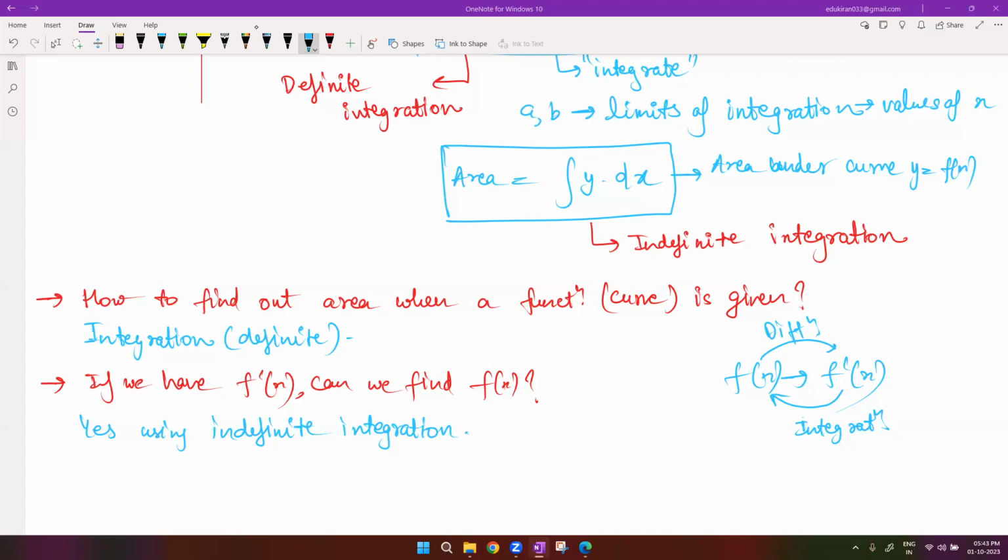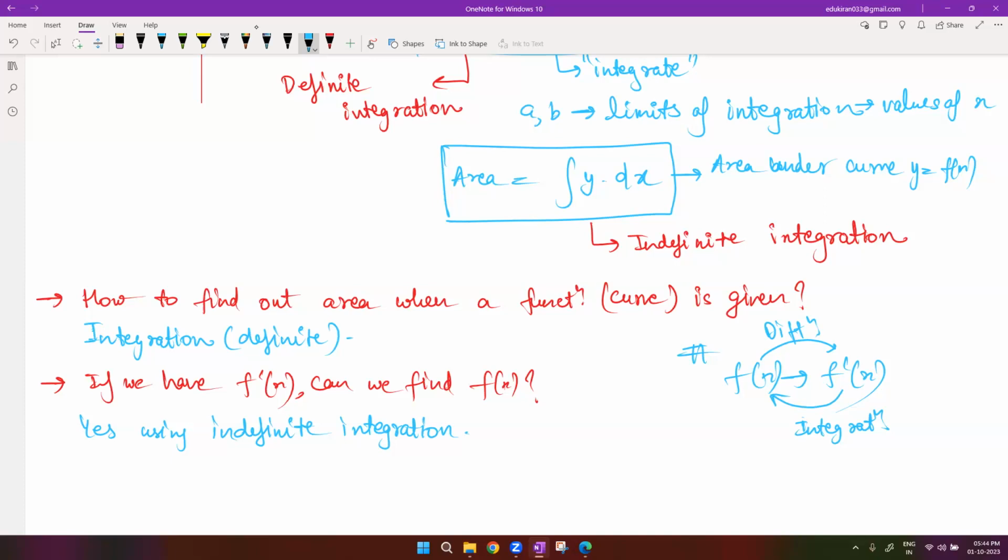Sorry. Yeah. So these two specific questions were answered using two different techniques of integration. One is definite and one is indefinite. We will discuss them in detail. But now, if we reach f'(x) from f(x) via differentiation, then from f'(x) to f(x) we can reach through integration. This is why integration is said to be the inverse process of differentiation.